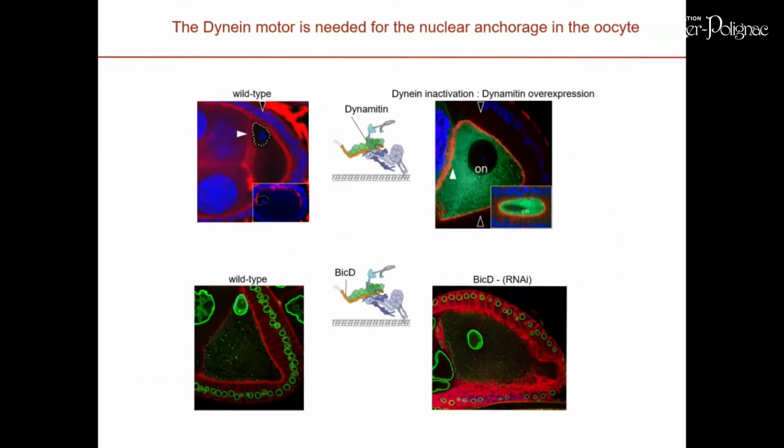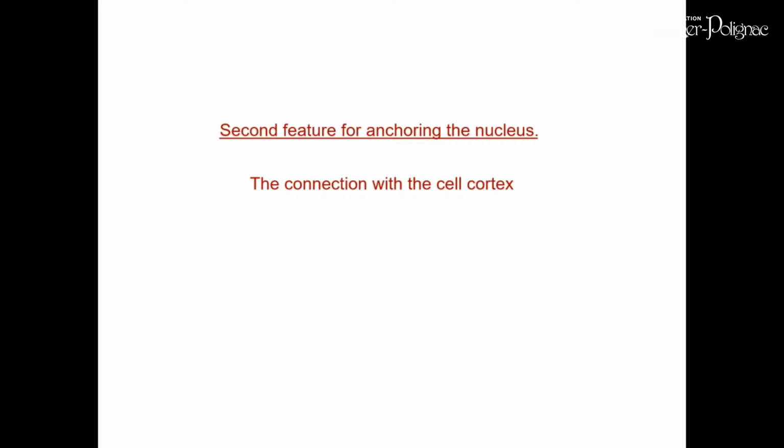And importantly, upon inactivation of the dynein motor, there is a defect in anchorage of the nucleus, both by means of overexpressing dynamitin, which is an essential component of the dynactin complex, or of Bic-D, which is also an essential component of the dynein-dynactin complex.